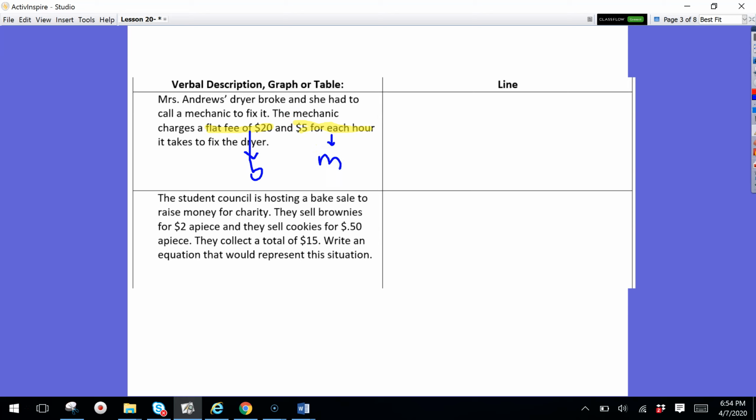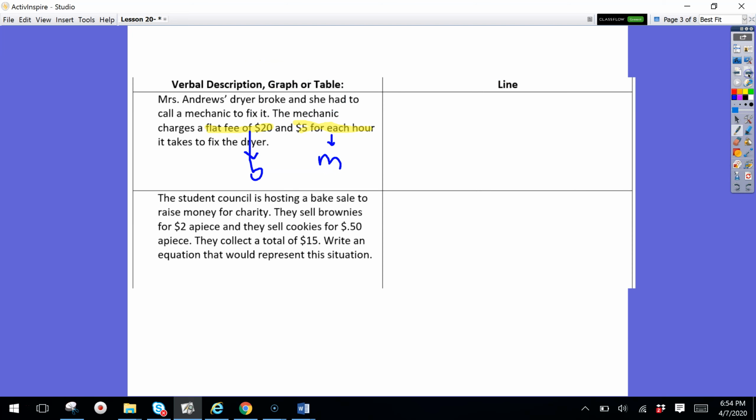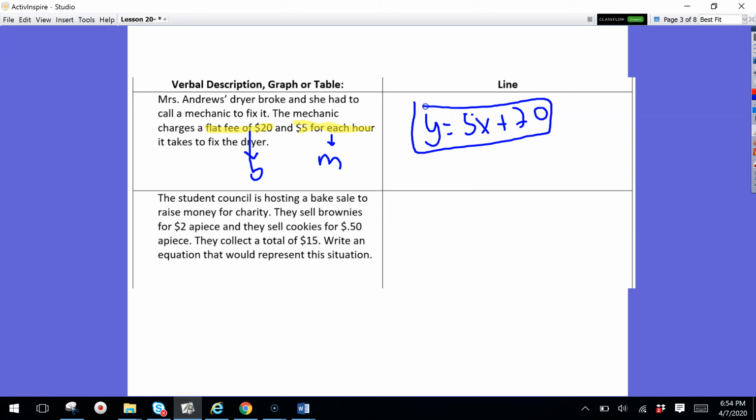So here, since I have a slope and a y-intercept, the best equation I can write is in slope-intercept form. So let's go back to my equations here. I would write it as y equals mx plus b. So what I would write is y equals 5x plus 20. Again, the best way to write this and explain what's happening is this way: $5 per each hour. Remember, x here means each hour. Y is giving me my cost.